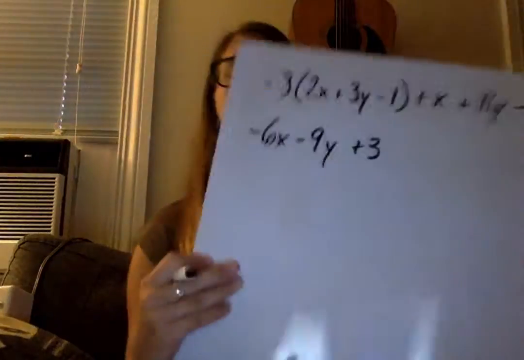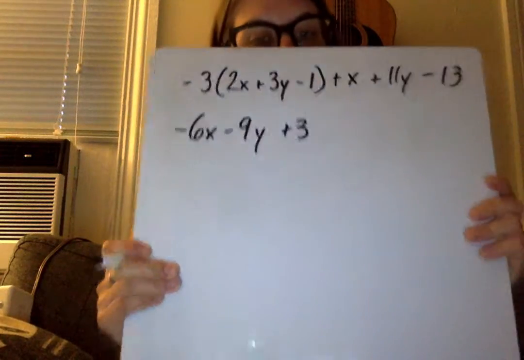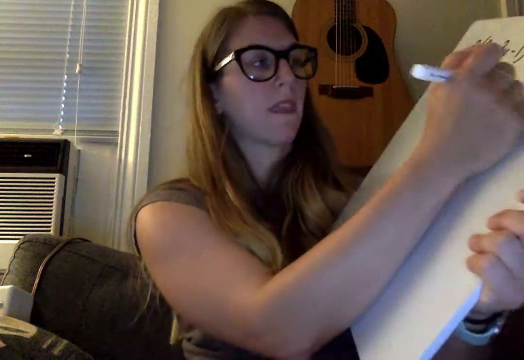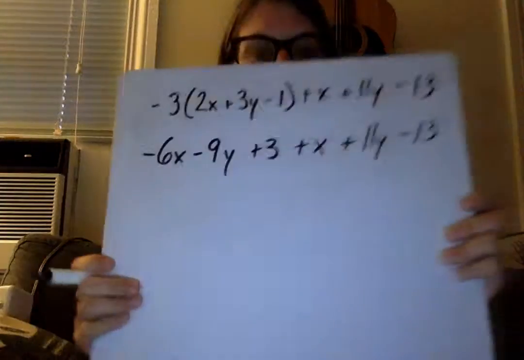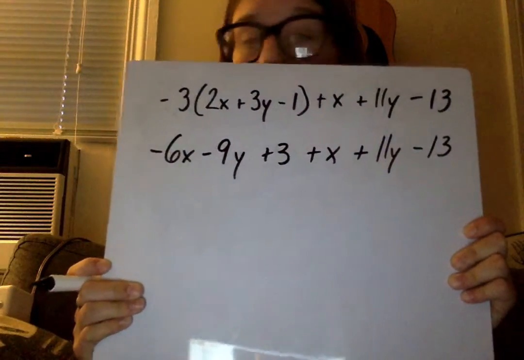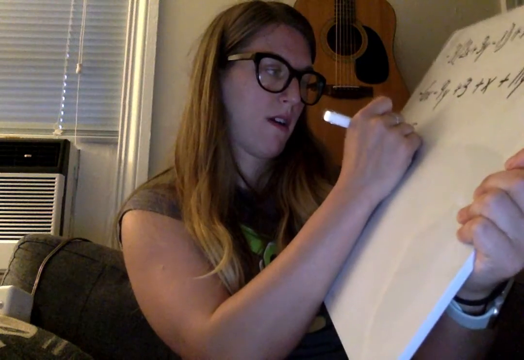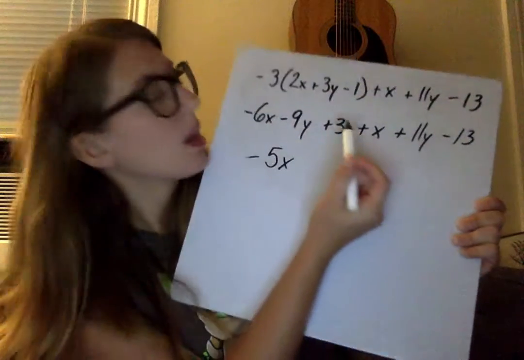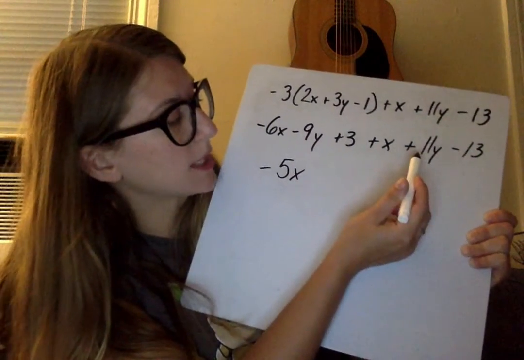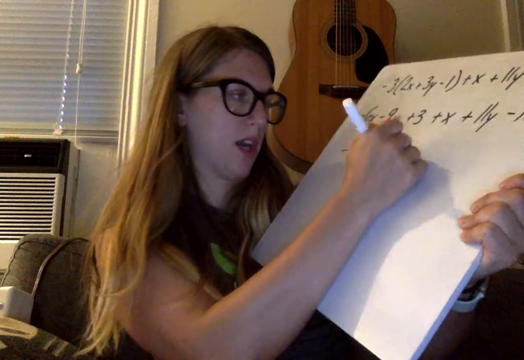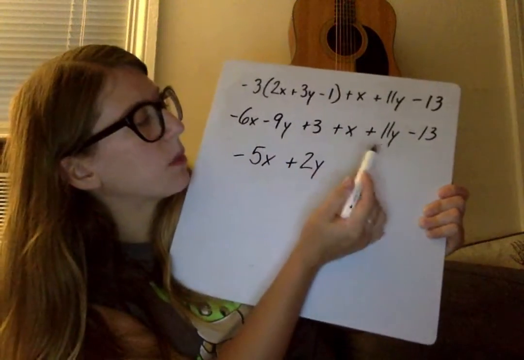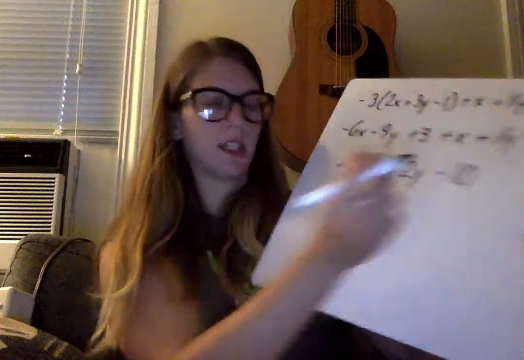Negative 6x minus 9y plus 3. Be careful, when you're doing negative times negative, it makes a positive, so please be aware of that. And then I'm just going to bring everything else down, and then combine like terms. Again, I'm going to go alphabetically. Negative 6x plus x is going to give me negative 5x. Negative 9y plus 11y is going to give me positive 2y. And then 3 minus 13 is minus 10.